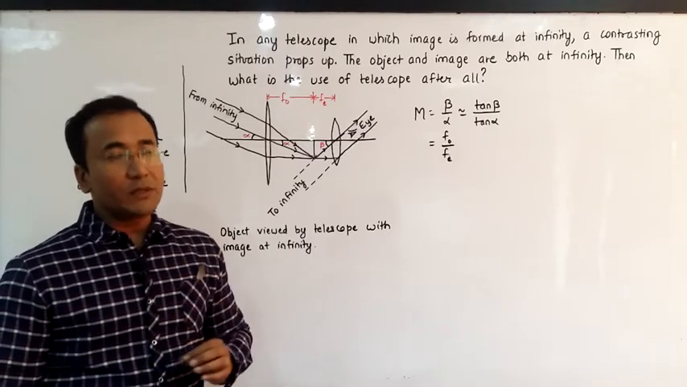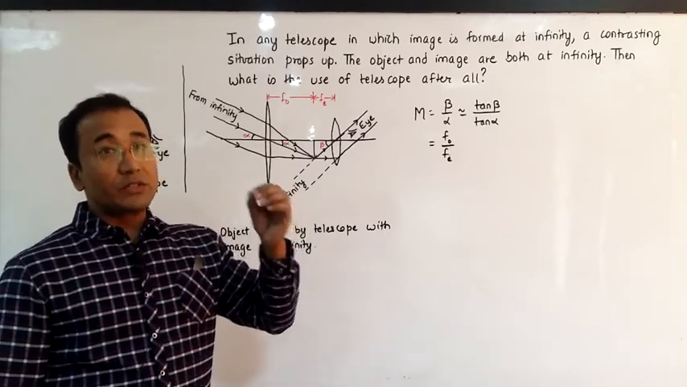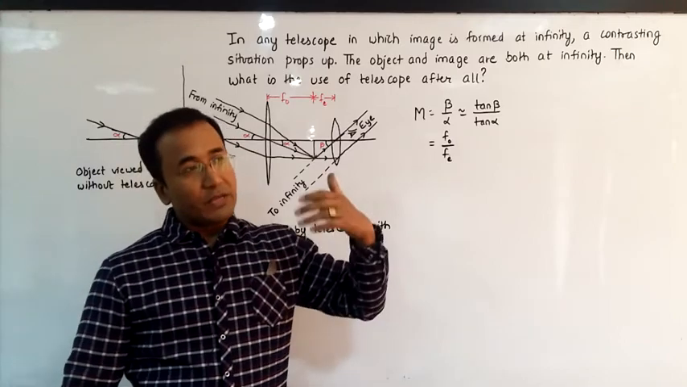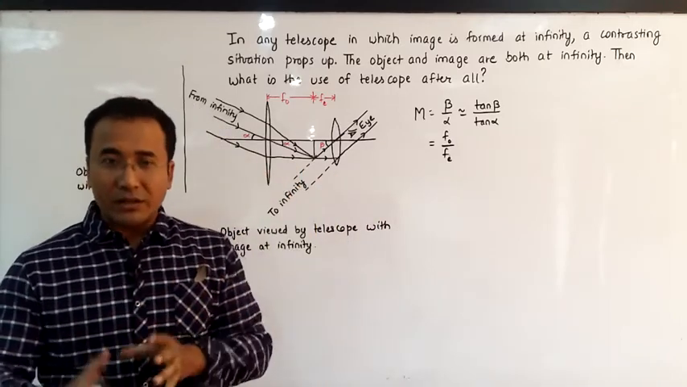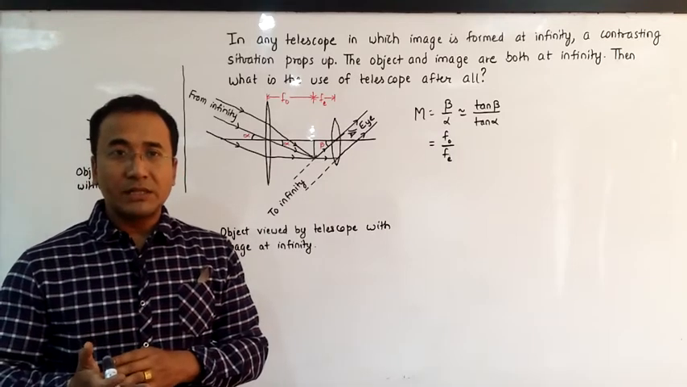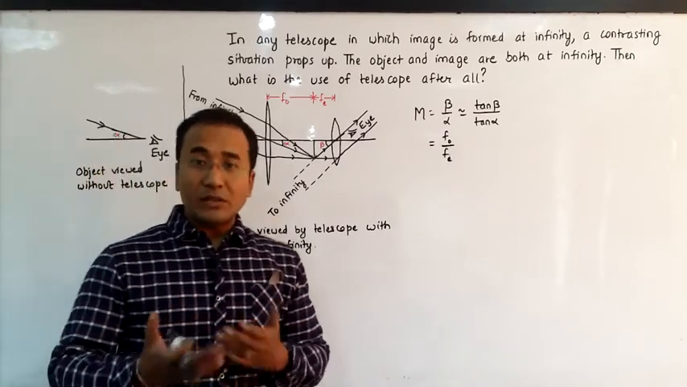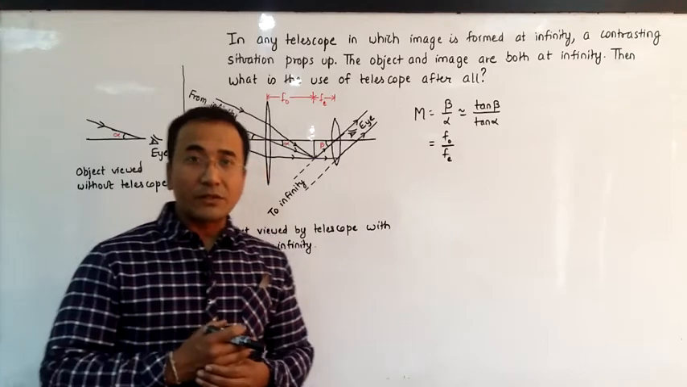So when it becomes bigger, then we can also resolve it properly. If it is at a distance, we cannot separate two objects clearly, but when it is nearer, we can separate those objects. So it increases the power of resolution as well. So that's the function of a telescope.